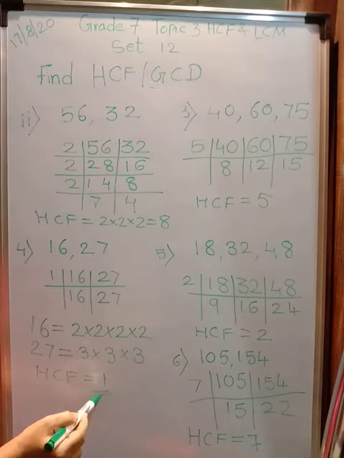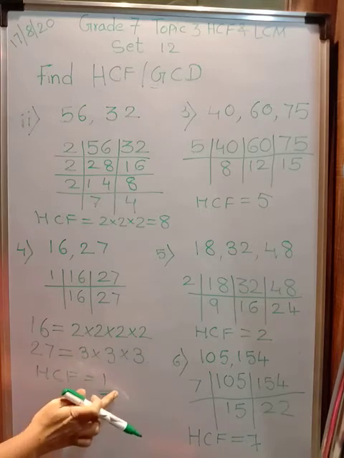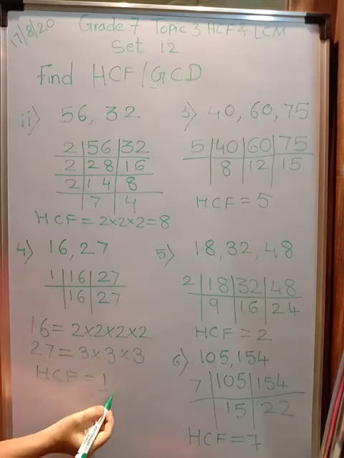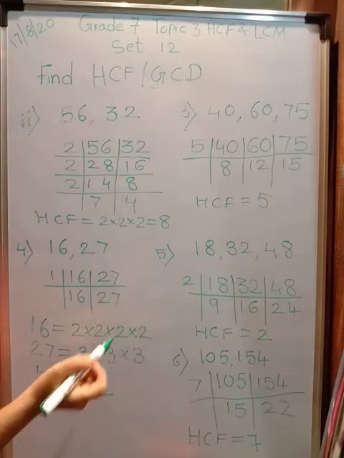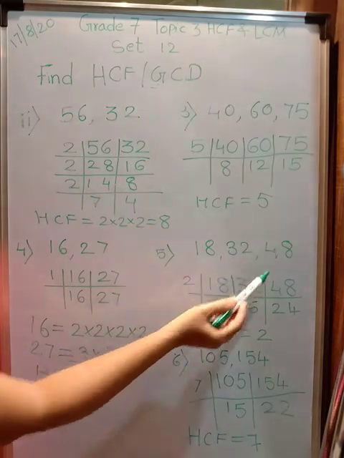Please remember this. If there is no common divisor in both of the numbers, then their HCF is 1. So any two co-prime numbers, nothing is common, only 1 is common. So always co-primes will have HCF 1. Remember it like that also.